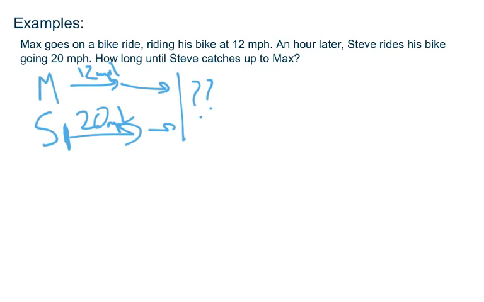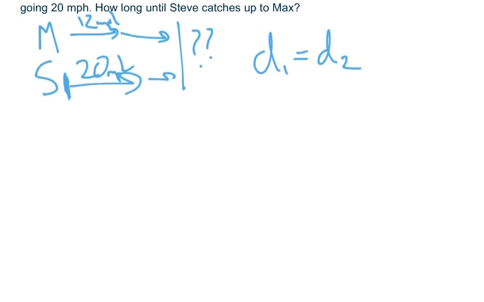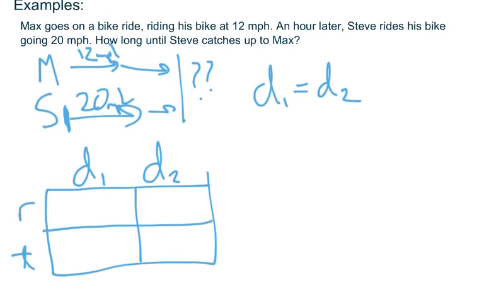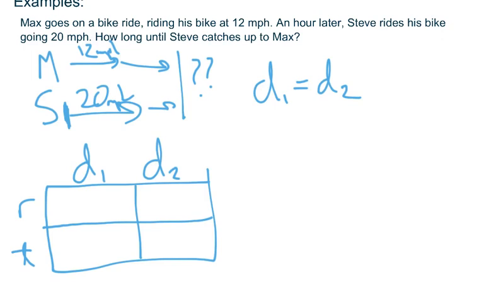And so what we have is a D1 equals D2 situation. And what I'm going to recommend is that we use another magic box. So our magic box for this one is going to be D1, D2, and then we'll have R and T. And the point of this is to help us organize our information. So let's look at the problem. D1, let's just call him Max, is going 12 miles per hour, and the time is unknown. All right? Now here we have to use some reading, and we have to think.